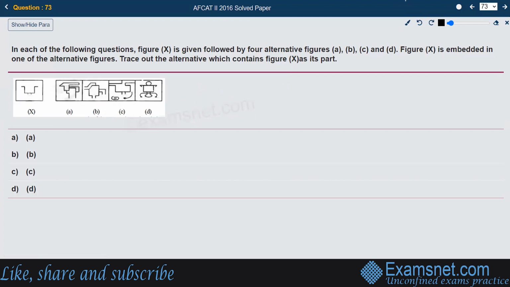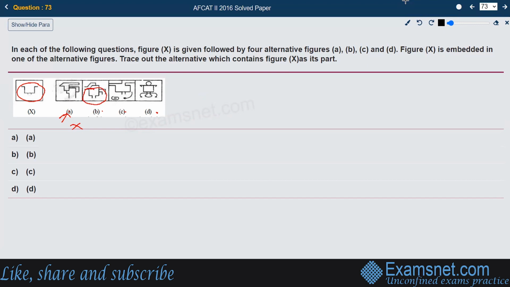Next. Again, we have to figure out where this figure X is contained out of A, B, C, and D. If you have a closer look at this, in option number A, this line is not available. It is clearly seen it is not available in A. If you see B, a little part of it is available like this.